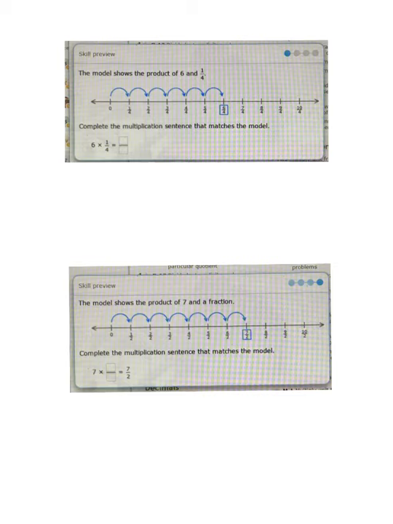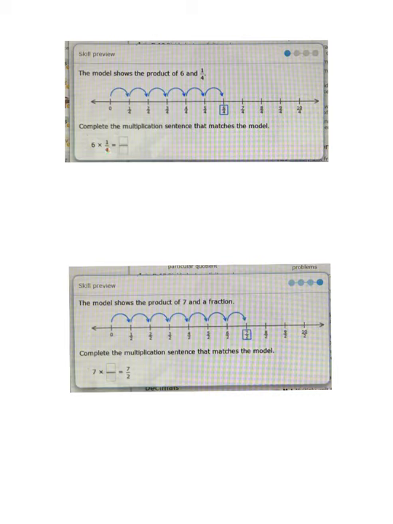In this video, we're going to talk about multiplying fractions. I think this is a pretty straightforward concept. It makes sense. When we look at this first example, the model shows the product of 6 and 1/4. Remember, product is an answer of a multiplication question. So down here, complete the multiplication sentence that matches the model.